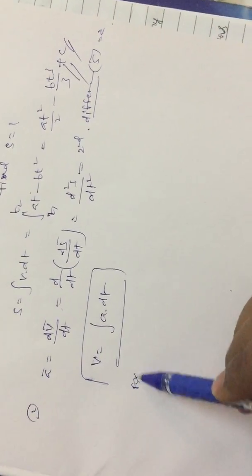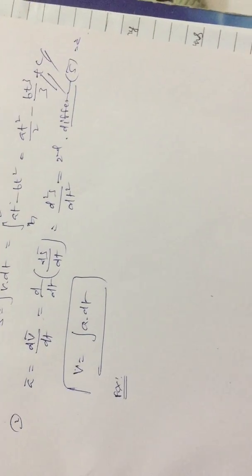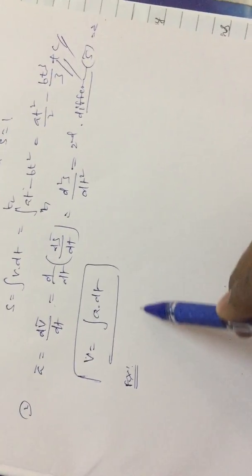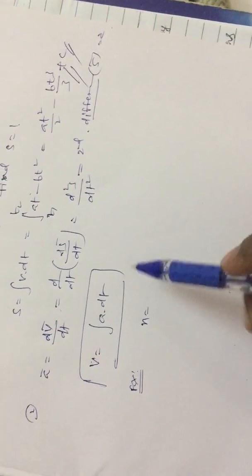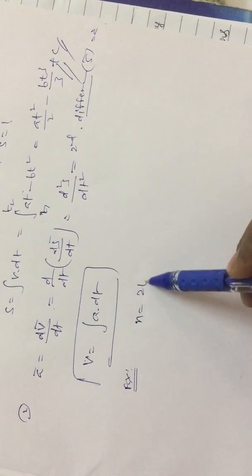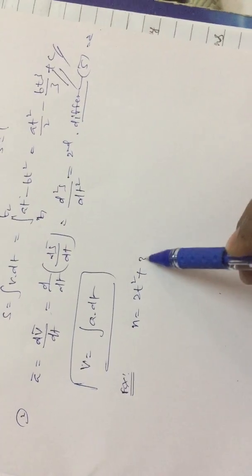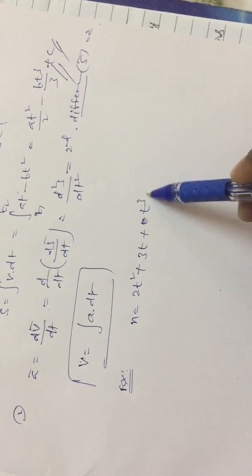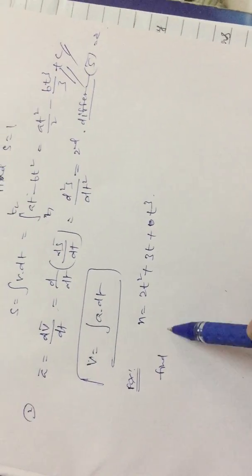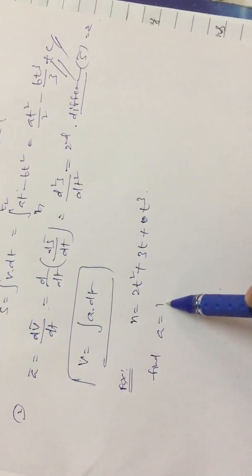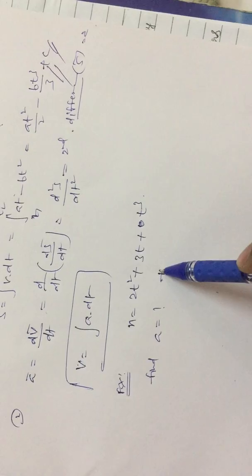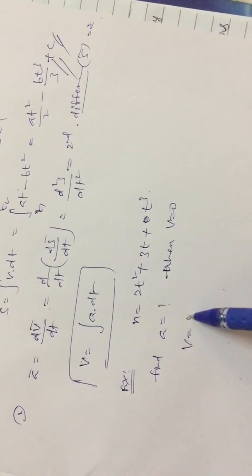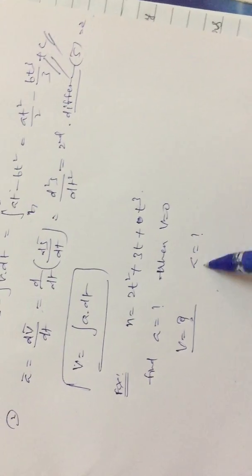and the velocity equals the integration of acceleration with respect to time. Here is one of the very important questions which they asked in 2019 also: for suppose x equals 2t square plus 3t plus t cube. Find acceleration when velocity becomes 0, or find velocity when acceleration becomes 0.